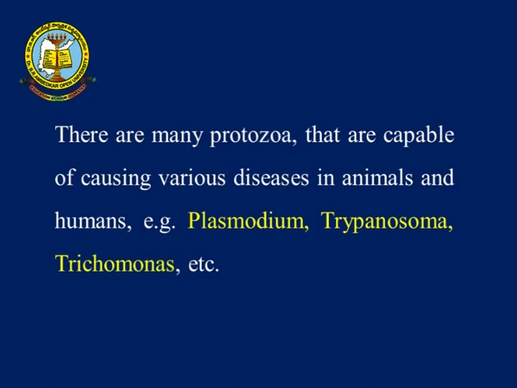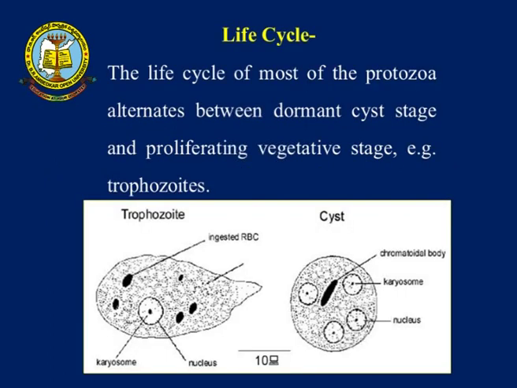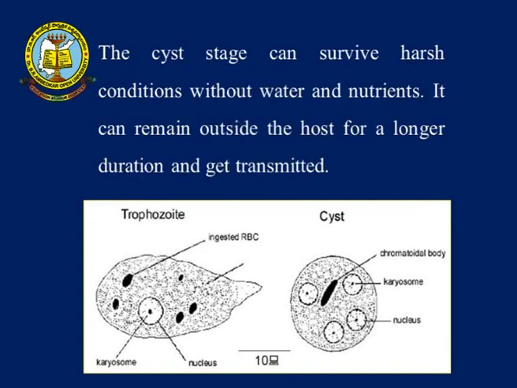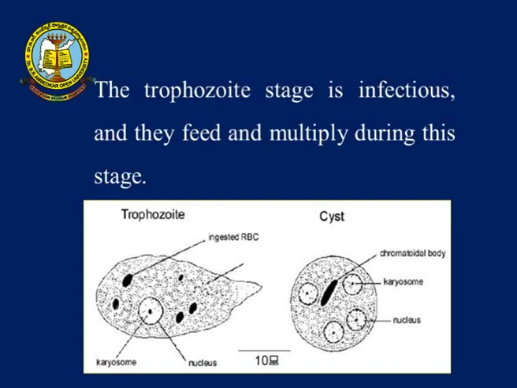Now, what is their life cycle about? Most protozoans alternate between a dormant cyst and a proliferating vegetative stage, that is, the trophozoite. The cyst can survive outside the host cell, that is, it can survive harsh conditions without water and nutrients. It can remain outside the host for a longer duration and can get transmitted later on whenever there is a favorable condition. The trophozoite stage is the infectious one, and they feed and multiply during this stage.